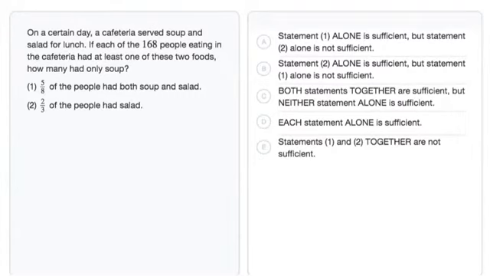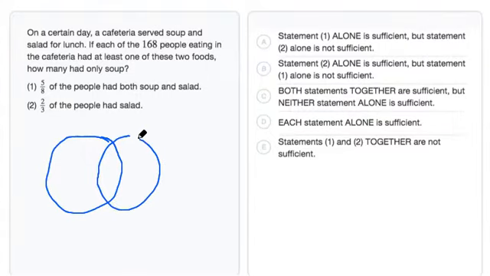To solve this data sufficiency question, we'll consider each statement separately first and then together if needed. Before we dive into the statements, let's set up a Venn diagram since we have overlapping sets that we're told about in our question. So setting up a Venn diagram, we'll draw two circles. They're not going to be the best looking circles as they're drawn by hand, but we get the idea.